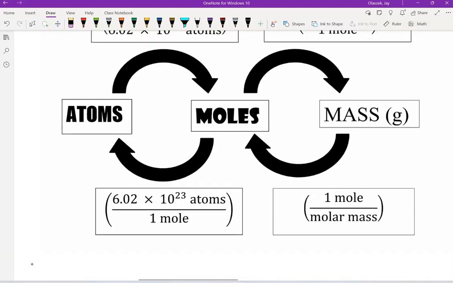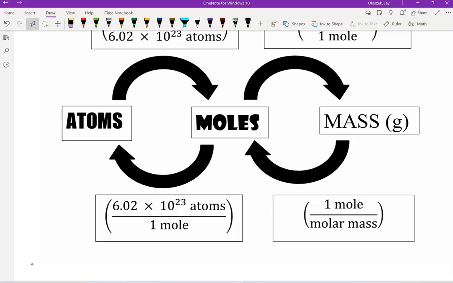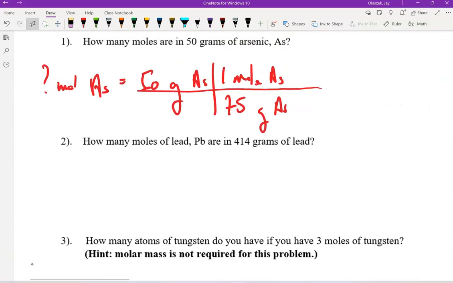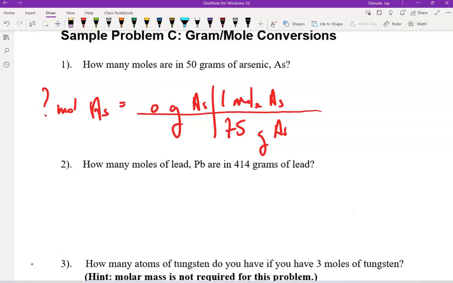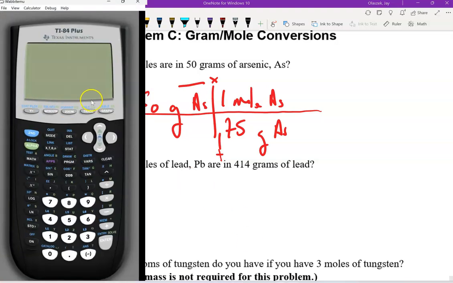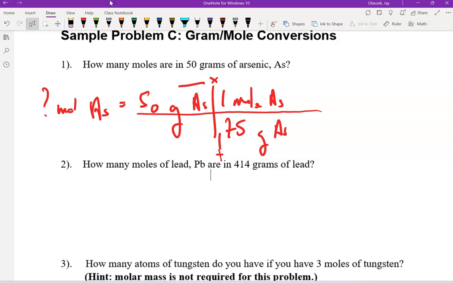And so we're going to make the conversion look like this, where we're putting moles on the top and molar mass on the bottom. When we do this, we're going to multiply across the top and divide by the bottom. We're going to take 50, multiply that by 1, and divide that by 75. So we're going to say 50 grams times 1 divided by 75. This is 0.67, we'll say. 0.67 moles of arsenic.